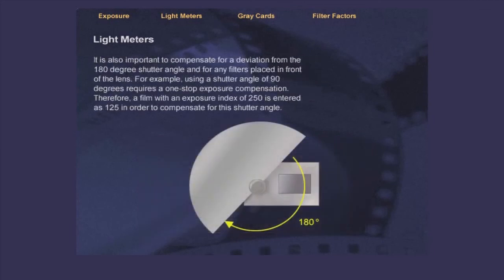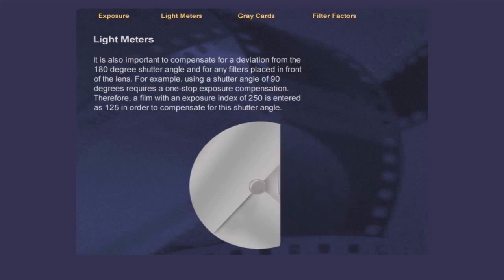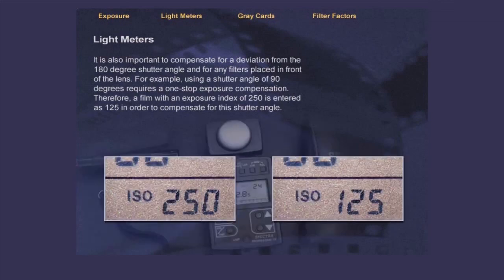It is also important to compensate for a deviation from the 180-degree shutter angle and for any filters placed in front of the lens. For example, using a shutter angle of 90 degrees requires a one-stop exposure compensation. Therefore, a film with an exposure index of 250 is entered as 125 in order to compensate for this shutter angle.